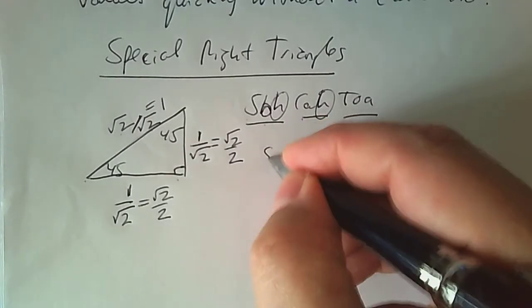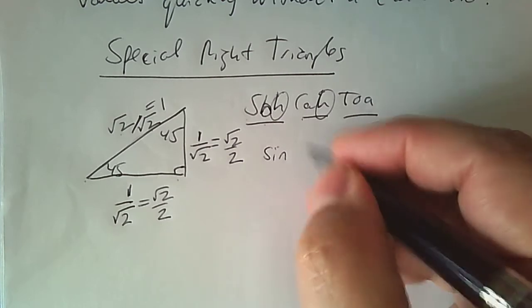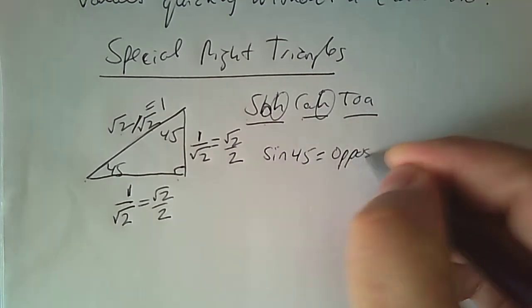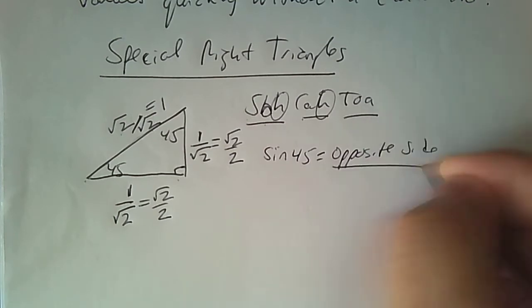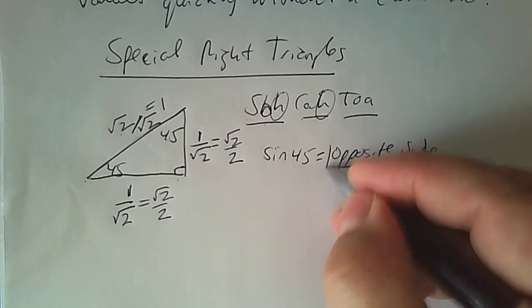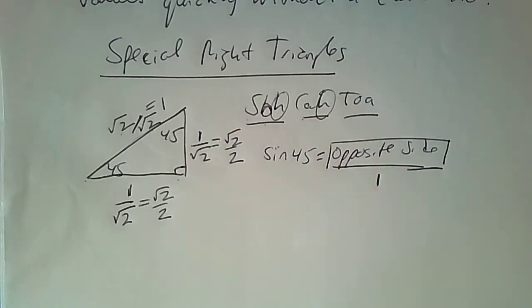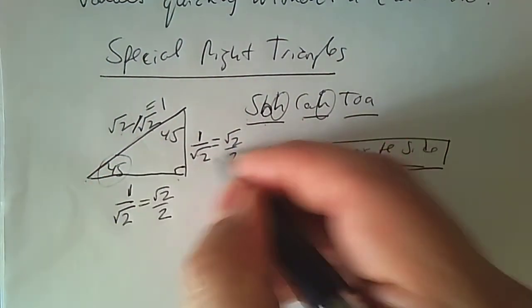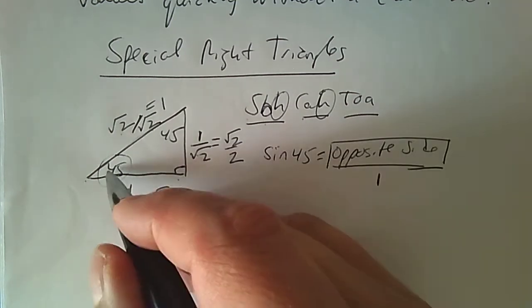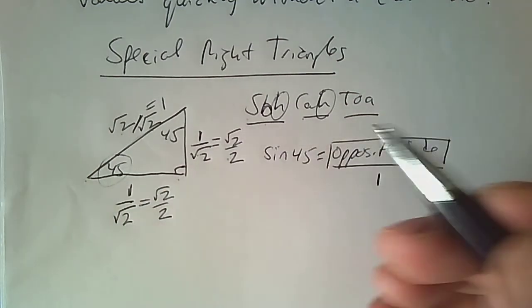So if I want to know what the sine of 45 degrees is, all I need is the opposite side. Because the hypotenuse is 1, when you divide by 1, all you need is the opposite side. So what's the opposite side? Root 2 over 2, and you have your answer. So no longer do I have to divide to get my answer. I can just look at one number only, and there's the answer.